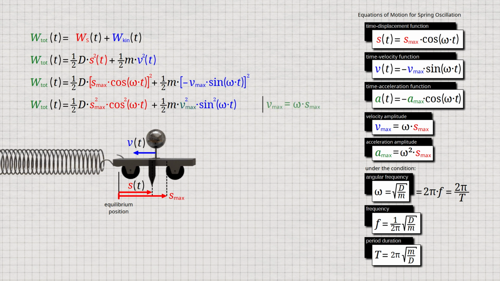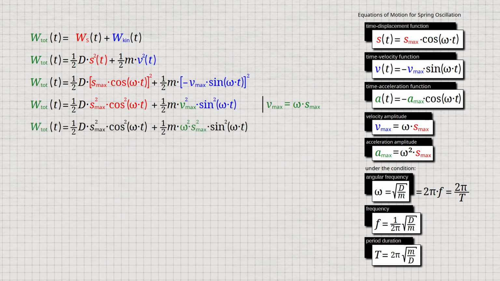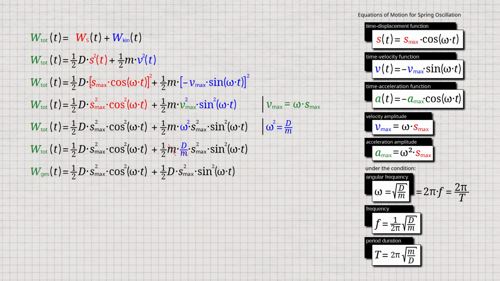Next, we use the relationship that the maximum velocity equals the product of the angular velocity and the maximum displacement. Squaring this relationship yields the stated equation. We then use the given relationship that the square of the angular velocity equals the quotient of the spring constant and the pendulum mass. This eliminates the mass and results in the given equation. In both terms, the red-marked expression 1/2 d s max squared appears. This expression can now be factored out.